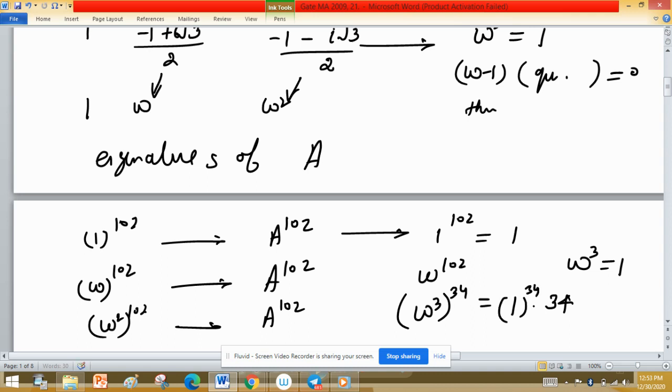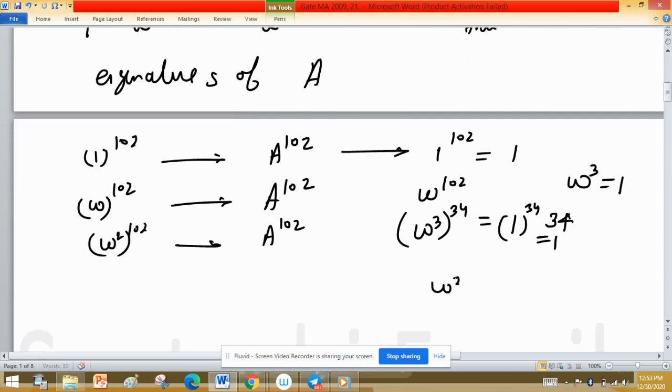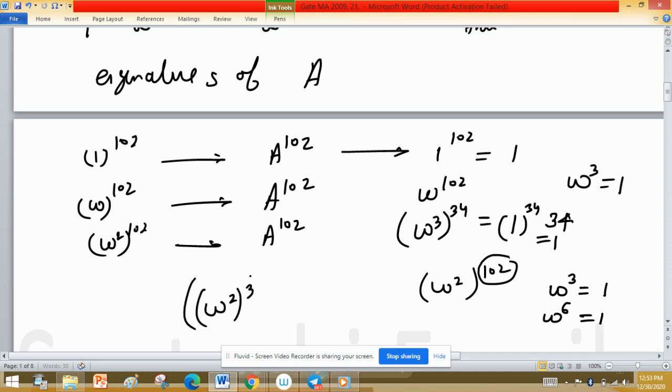1 raised to the power 34 is equal to 1, and the last one is ω² raised to the power 102. We know ω cubed equals 1, so it can be written as (ω⁶) raised to the power 17, or (ω²)³ raised to the power 34, which is 1 raised to the power 34, and it is also equal to 1.